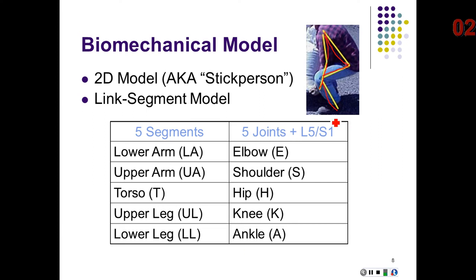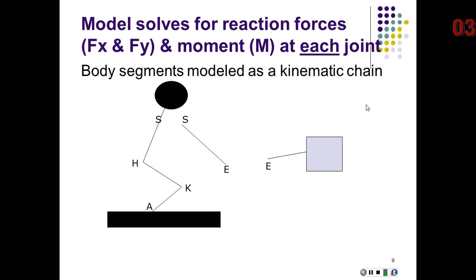But in addition, ErgoWeb will also give you information on what's happened in the low back joint, the joint where the 5th lumbar meets the 1st sacral vertebrae. That's the most injured part of the back in material handling, and so it provides that extra information for you. The stick person model is very familiar if we go back to last week. If we broke the stick person up into each of those individual body segments, this would be modeled as a kinematic chain.